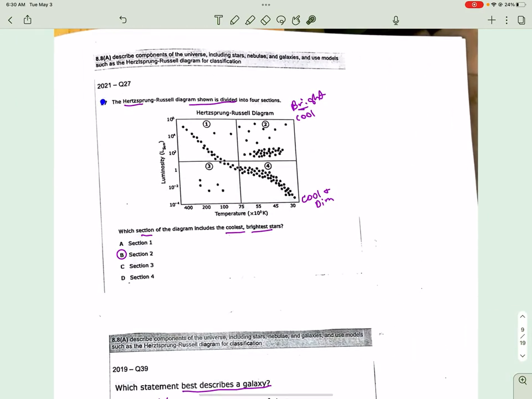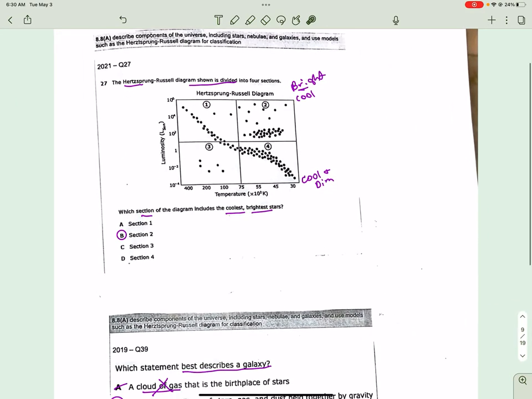Right here for number 27, it says the HR diagram is shown. The diagram shown is divided into 4 sections. So we have the 4 sections right here. Which section of the diagram includes the coolest and the brightest star? Remember, we did some of the labeling a little while ago.